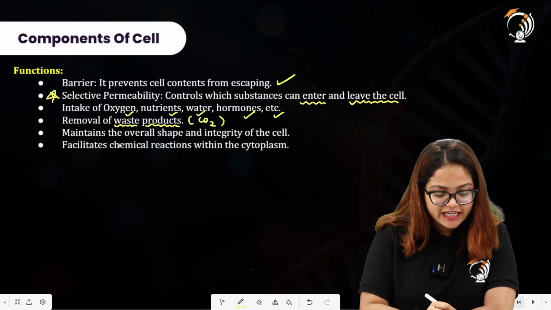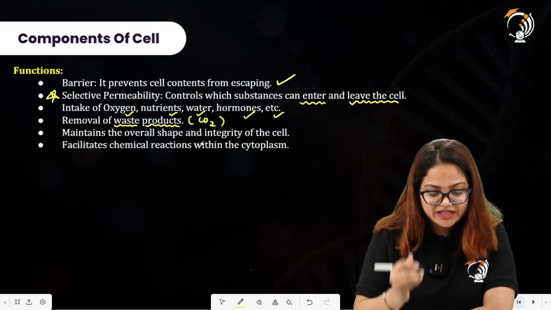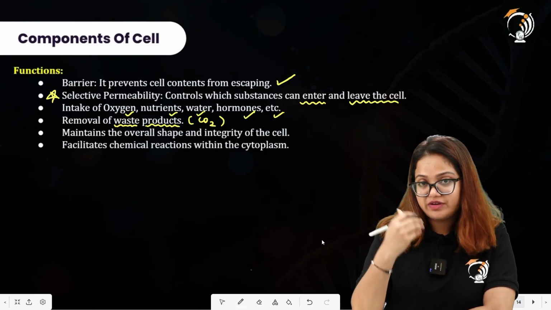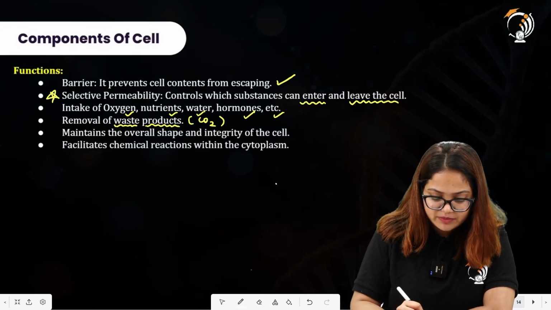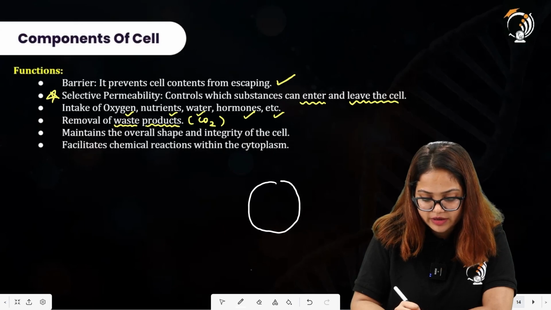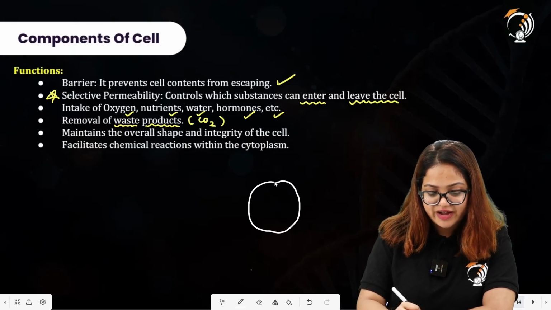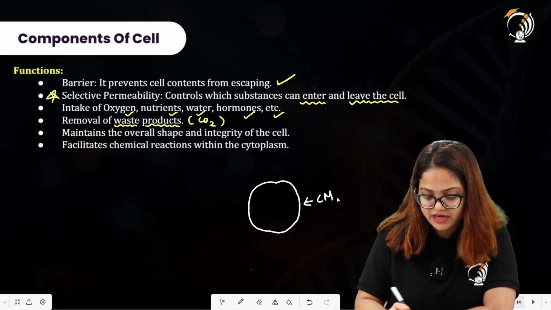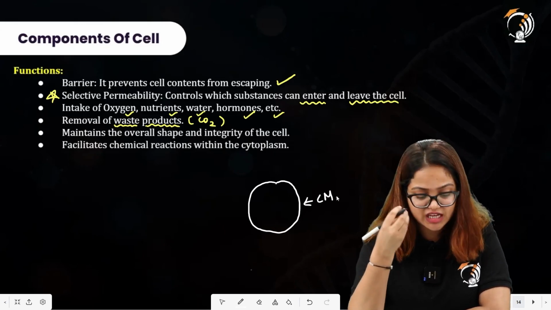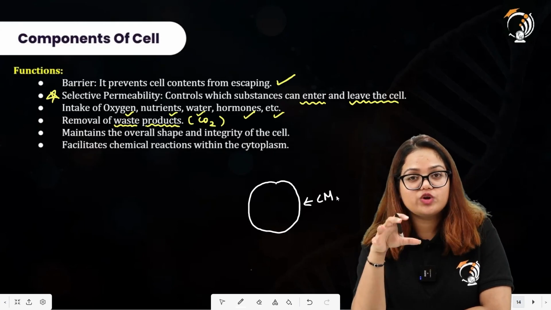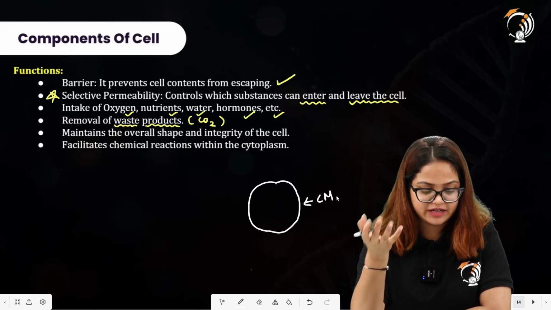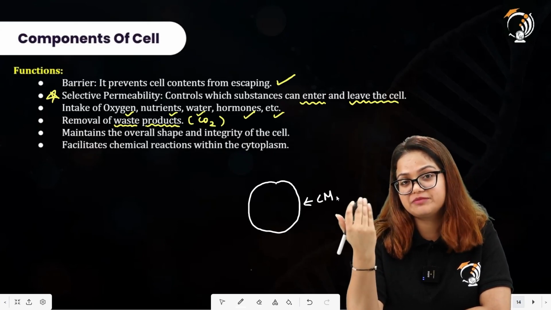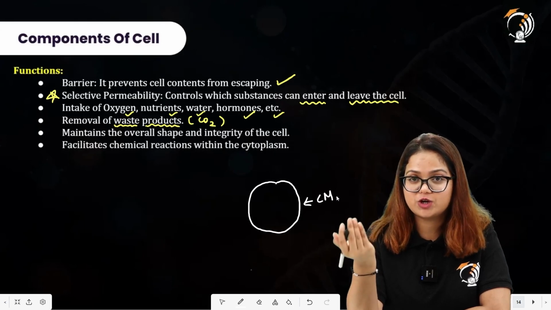All right. Then it maintains the overall shape and integrity of the cell. So basically when we are about to draw a cell, we first draw a boundary. So the boundary defines the shape of the cell. All right. And this boundary here is the cell membrane. We are talking about the cell membrane, which is able to provide the cell its overall shape most of the times. All right. And when we consider the plant cell, there is another structure that is responsible for the same and provides the rigidity to the cell also.